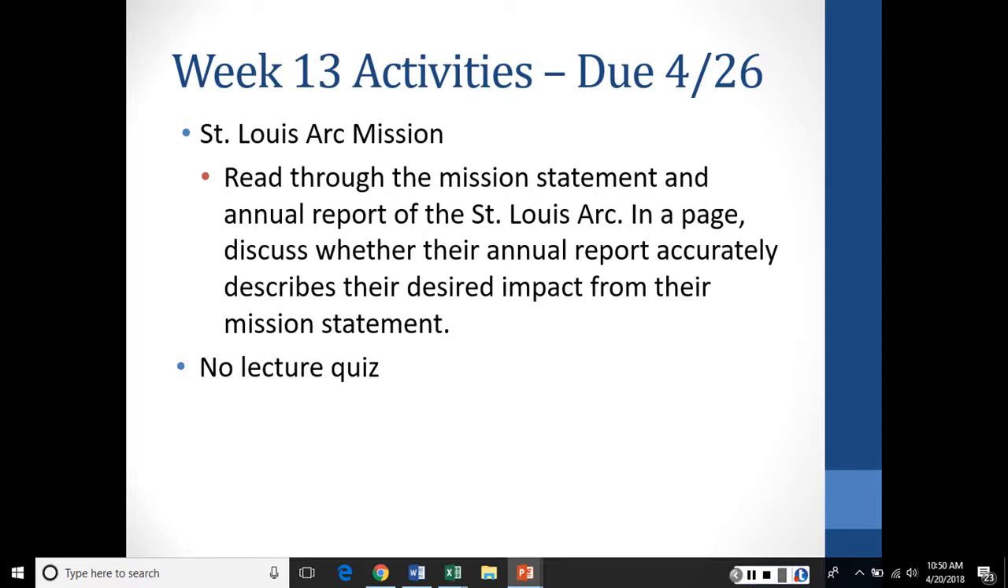Their annual report on the second page does a nice job of outlining their impacts. Are those impacts directly related to their mission statement? And is the mission statement quantifiable? So is there a connection between their stated impact and their mission?